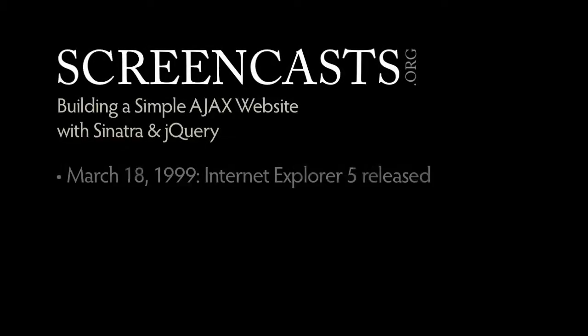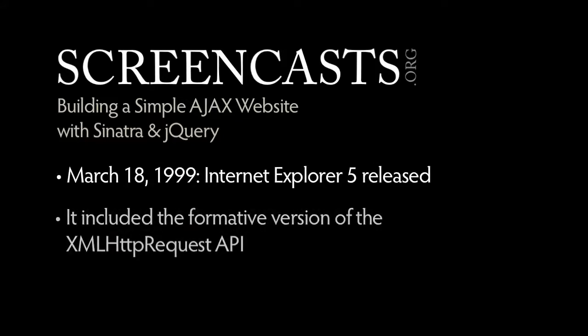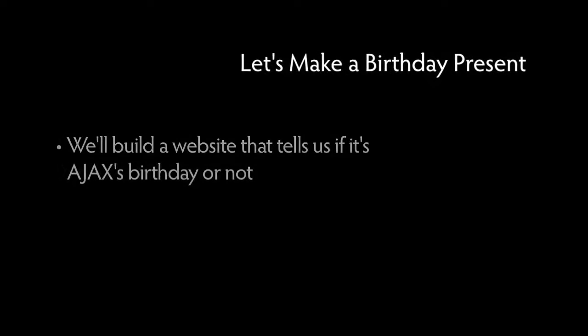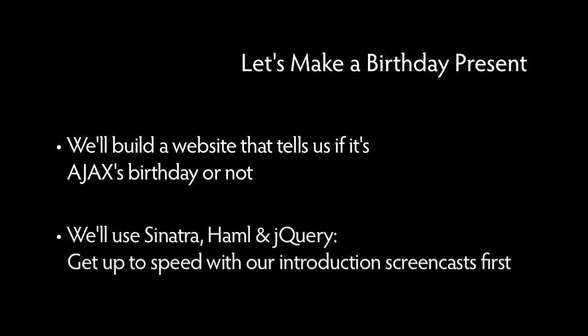March 18th marks the anniversary for when Internet Explorer 5 was released. Included in that release was the formative version of the XMLHttpRequest API. In other words, on March 18th, it's AJAX's birthday. And what better way to celebrate than by building a website that uses AJAX to tell us if it's AJAX's birthday or not? In this episode, we'll be using Sinatra, Haml, and jQuery.